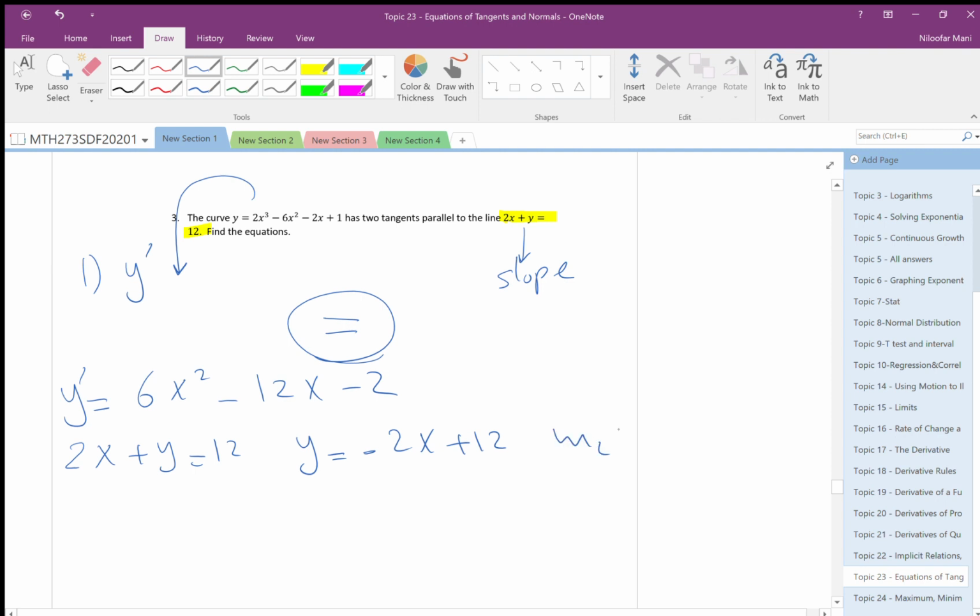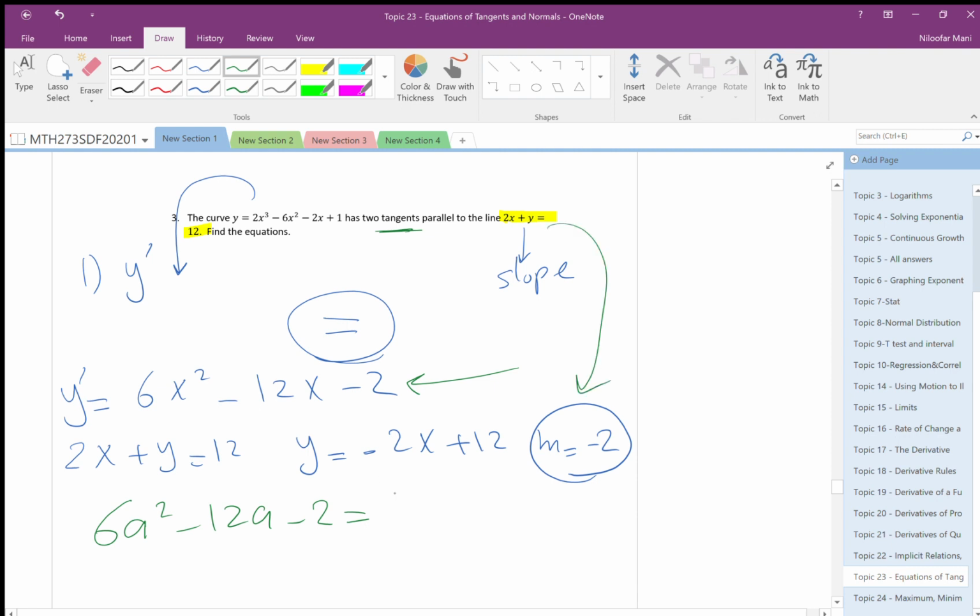So the slope here is minus 2. Oh, okay. So I know the tangent line slope is here. Okay, at a certain point, 6a squared minus 12a minus 2 is the slope of the tangent line at a certain point. What is the point? A, I don't know. So it's equal to minus 2 because it's parallel with that line. Parallel with this, so minus 2.